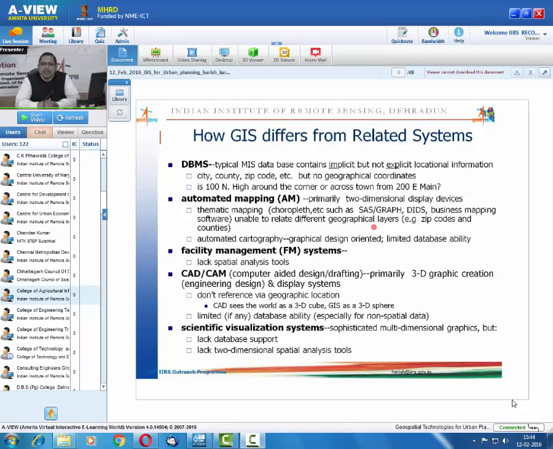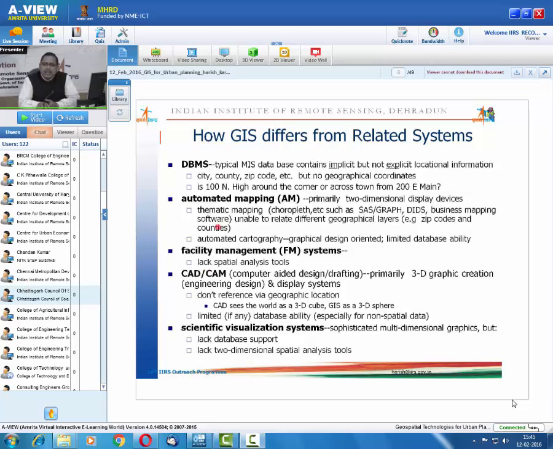The next technology we generally use is CAD and CAM, basically computer aided design and drafting. It works on 3D graphic creation, or sometimes engineering design. You can create the map in CAD also, but if you compare simple map creation in CAD and map creation in GIS, you will find that GIS has many more utilities and tools. The database exists in GIS, but the database is not part of CAD. So this is the basic difference. The scientific visualization system is also a similar technology. It has sophisticated multi-dimensional graphics, but it lacks a database and two-dimensional spatial analysis tools. These will not be available in the scientific visualization system, but they exist in GIS.